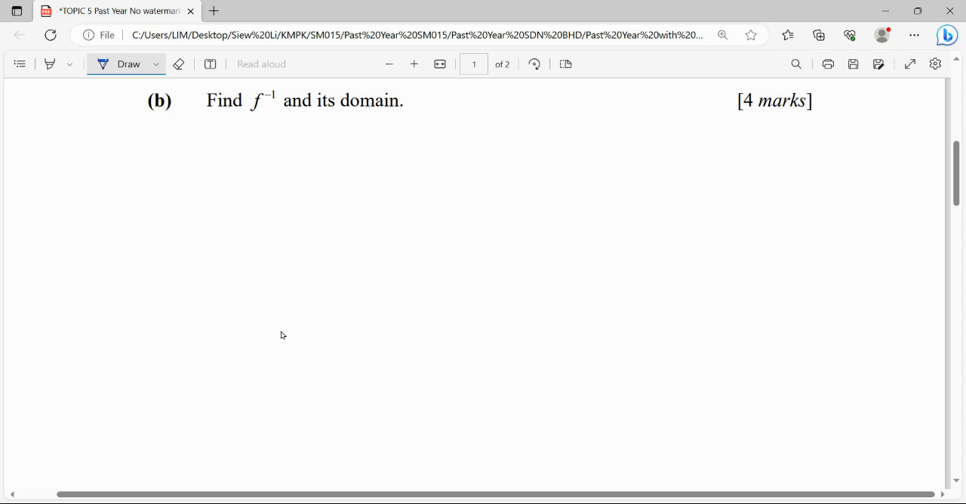So for question B, find f inverse and its domain. So as we know, f of f inverse of x is equal to x. When a function maps back through its inverse, it gets back to x. So therefore, our function just now is 4 to the power of x plus 2. So when we substitute f inverse into our function, it becomes 4 to the power of f inverse of x plus 2.